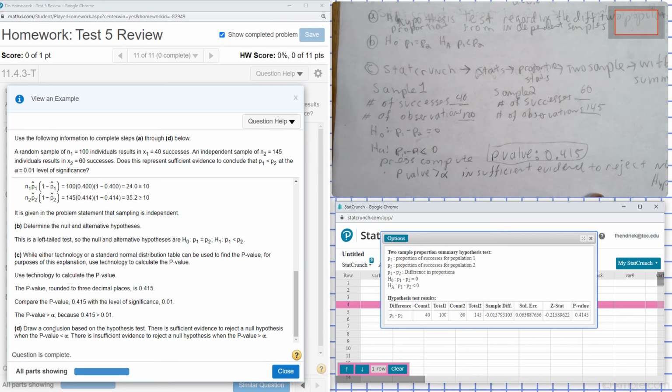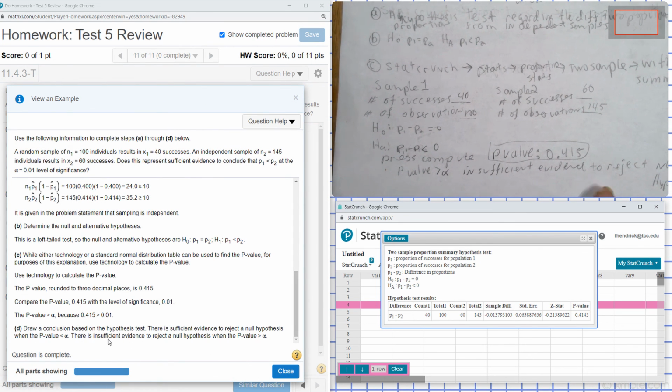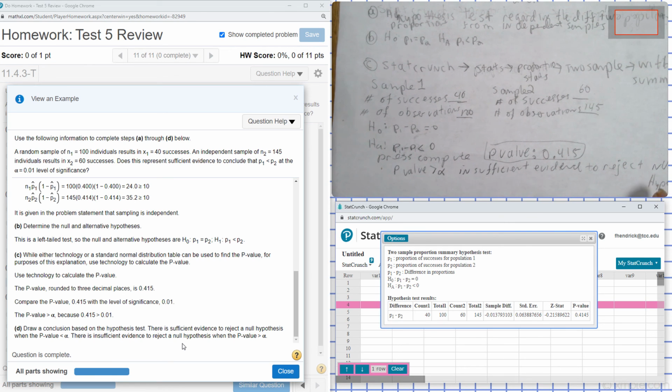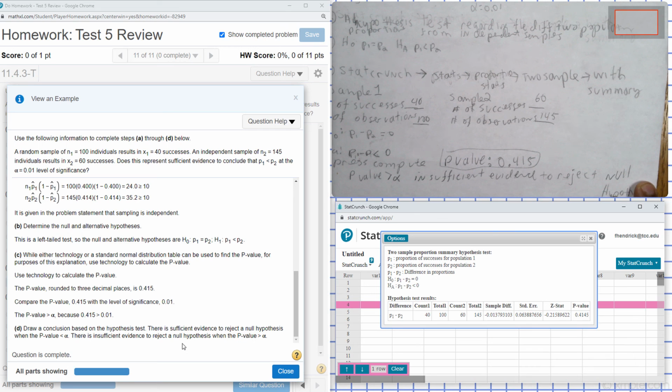So you draw a conclusion for part D. You can reject a null hypothesis when the p-value is less than alpha. When it's greater than, there's insufficient evidence. There's insufficient evidence to reject the null hypothesis. Okay? And that's the end of that one there.